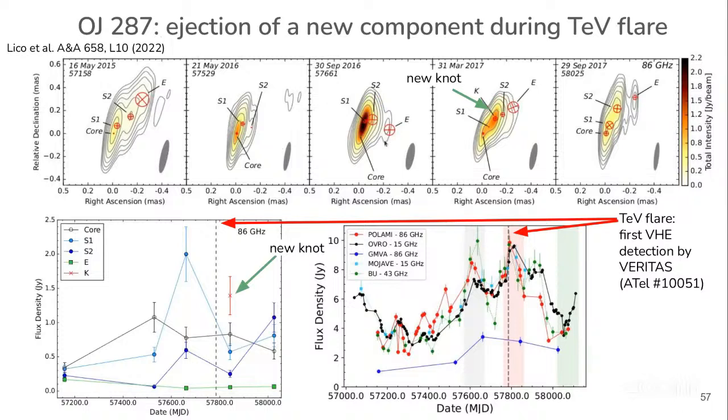Here you can see the image of this source before, during, and after the TeV activity, and they found a new knot ejection almost 1 month after the flare at TeV. You can see it also from the flux density of each component versus time. Here is the new component, the new knot appearing, and you can also check the total flux density in the radio band, which is in a high state in coincidence with the TeV flare that was detected by VERITAS.